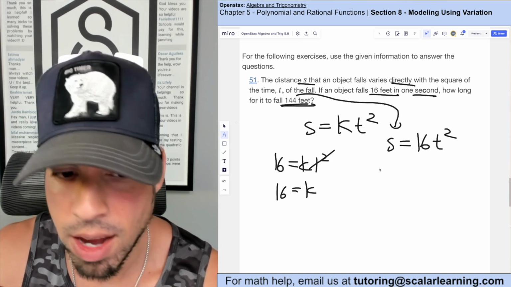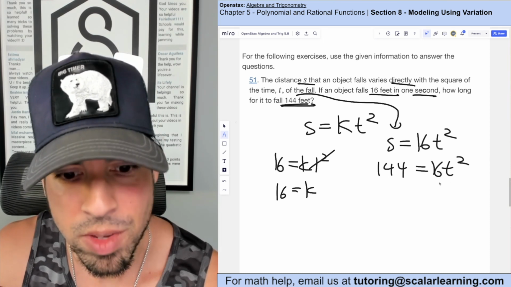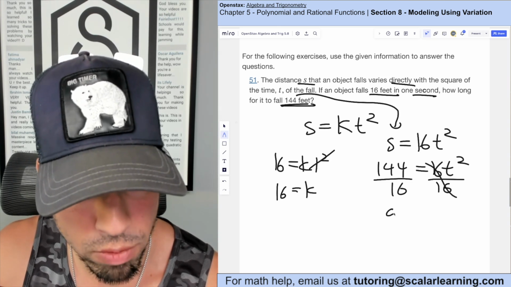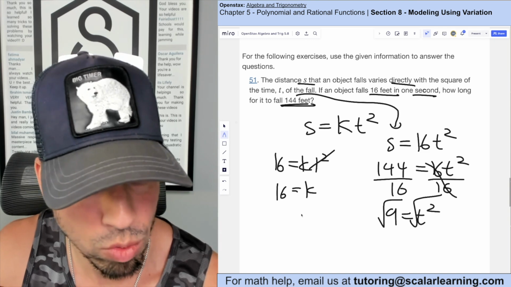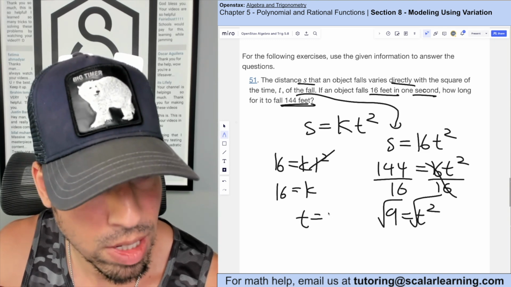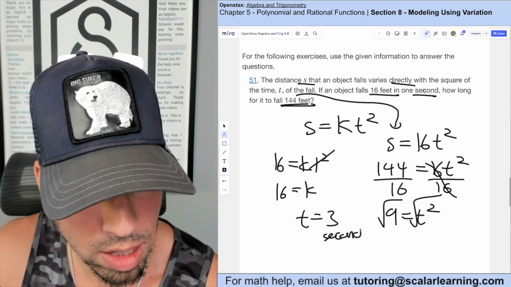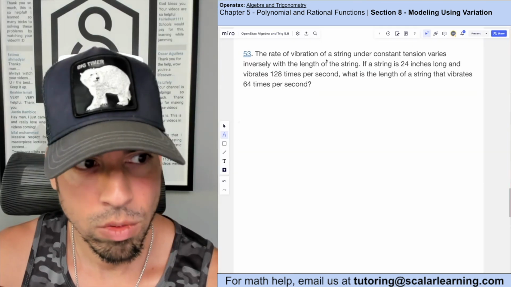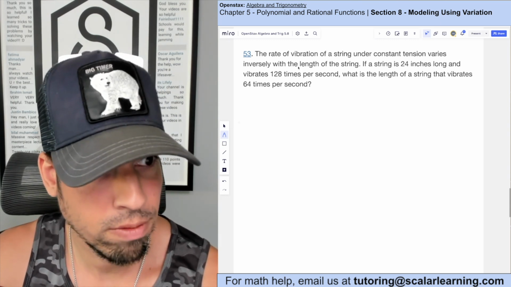144 is the value for s. It's the distance, so we plug and chug like so. Divide both sides by 16, boom. 16 goes into 144 9 times. So since t squared equals 9, take the square root, and t ends up equaling 3, and that was in seconds. So 3 seconds is the answer. Boom, done.